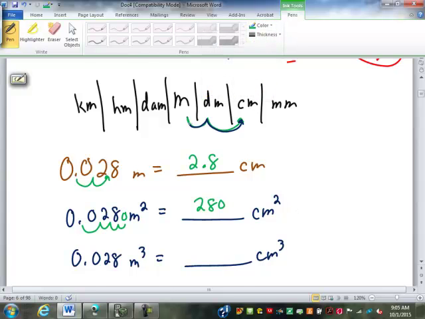So meters to centimeters is still 2 spots on the chart. 2 times 3 is 6. So the decimal point has to move 6 spots. 1, 2, 3, 4, 5, 6. We're going to have 3 zeros. So 0.028 cubic meters is 28,000 cubic centimeters.